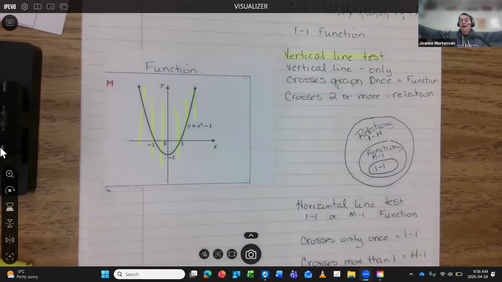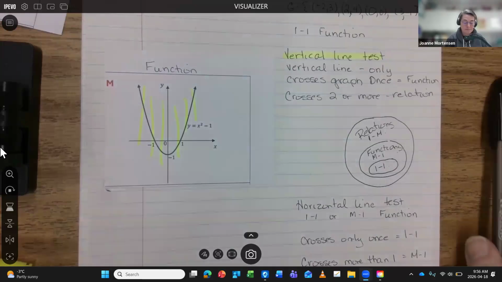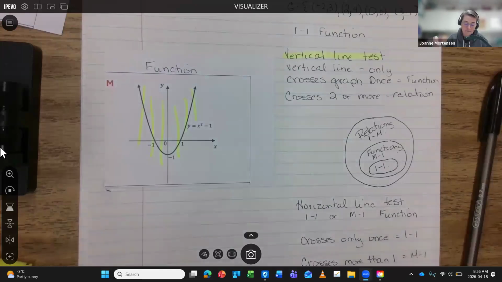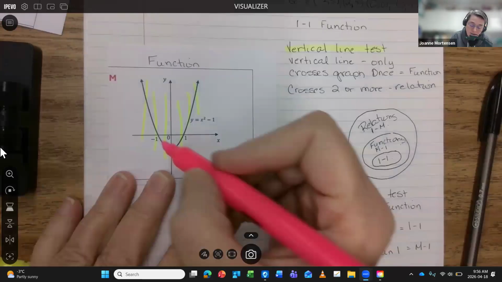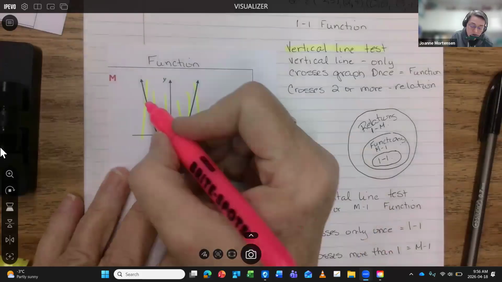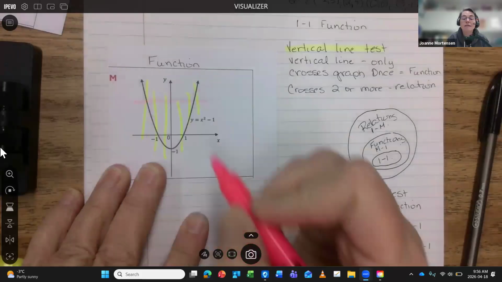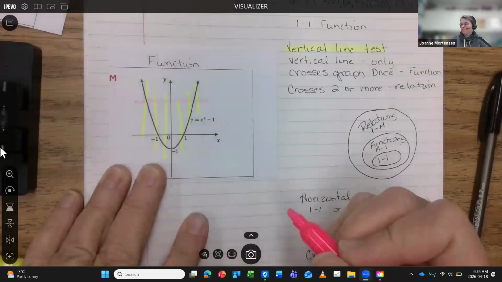Now it's a matter of, is it a many-to-one or a one-to-one function? So we're going to draw horizontal lines now. And if I draw a horizontal, okay, one's enough. Hold on.